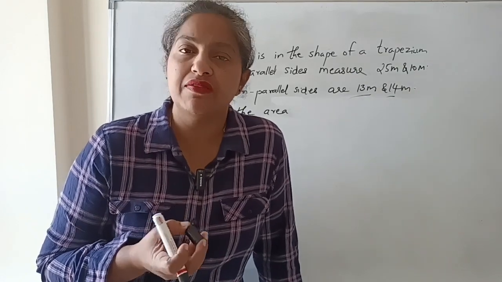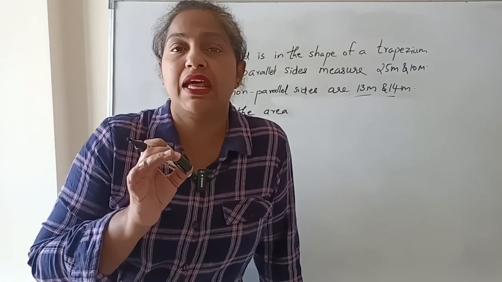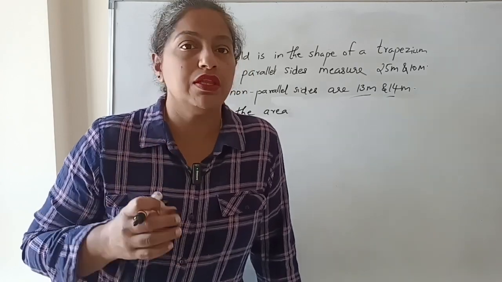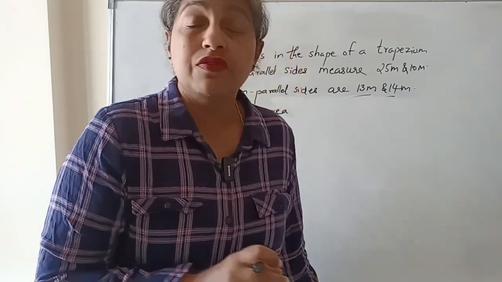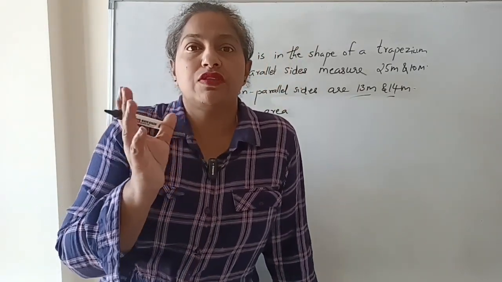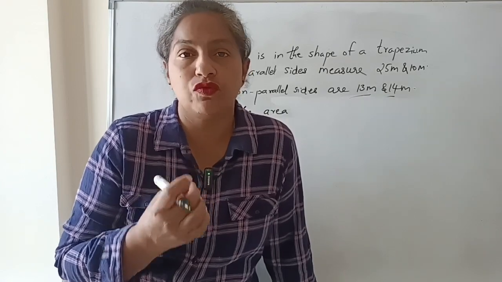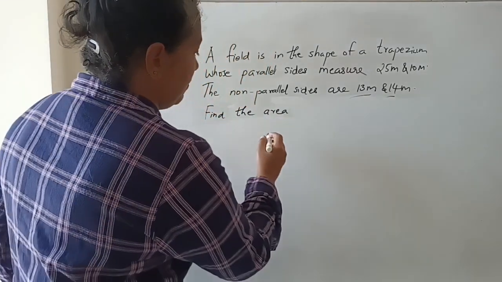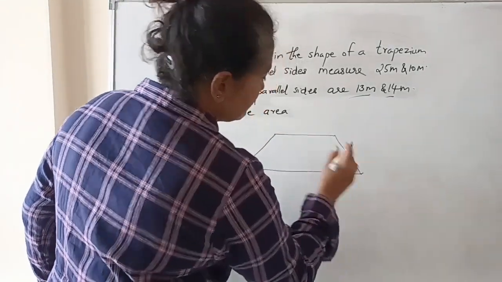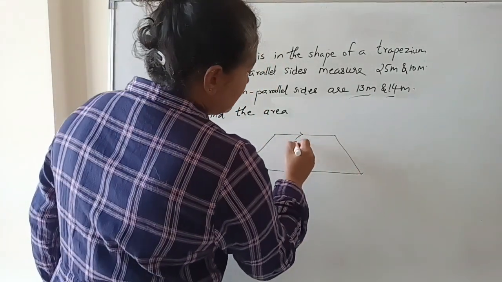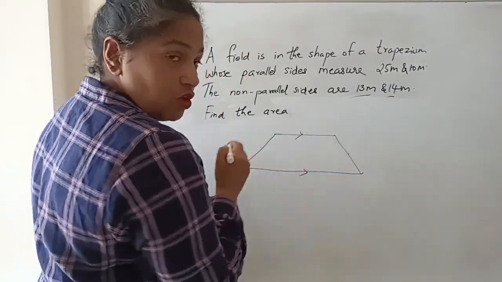So what is a trapezium? A trapezium is a four-sided figure having at least one pair of parallel sides. Okay, the other pair are non-parallel. So when I am saying the other pair of sides are non-parallel, then the question arises as to the length of those sides. The most common trapezium is a figure something like this. These are the two parallel sides. Now this and this are the non-parallel sides.